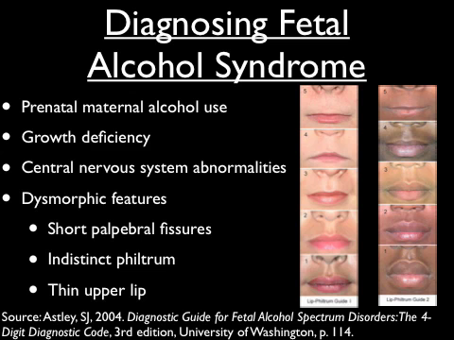There's also growth deficiency, central nervous system abnormalities, and dysmorphic features, including indistinct philtrum, which is this between the nose and the mouth, this area right here. Kids that have fetal alcohol, you can see it in this picture. 5 is full fetal alcohol syndrome, all the way down to 1, which is normal, okay? And it also looks different in racial categories, so you really have to take that into consideration.